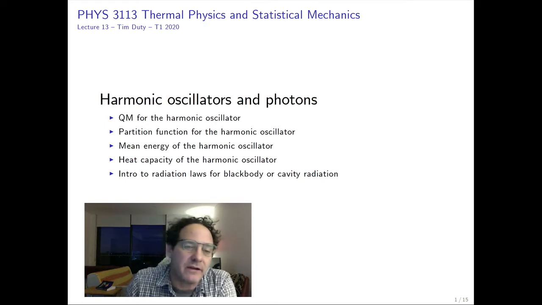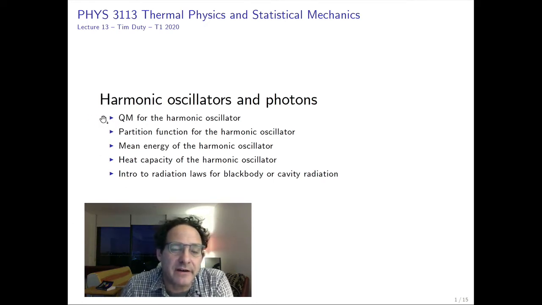In today's lecture, we will discuss mostly harmonic oscillators and how they relate to photons. So we'll talk about quantum mechanics for the harmonic oscillator. You've probably seen this before in your quantum class, but if not, I'll go over this again in a maybe convenient form. And then we'll do the partition function for the harmonic oscillator and calculate the usual things that we calculate and get an idea of those. And then we'll finish up with the introduction to radiation laws for black body or so-called cavity radiation.